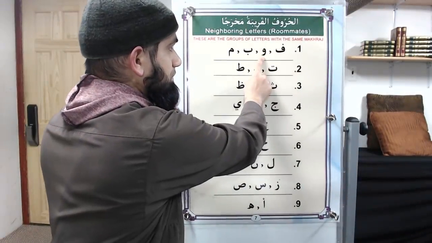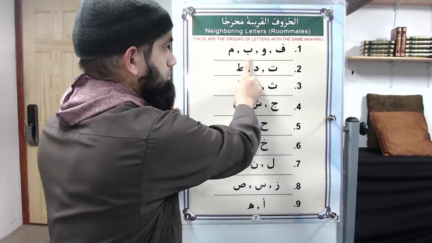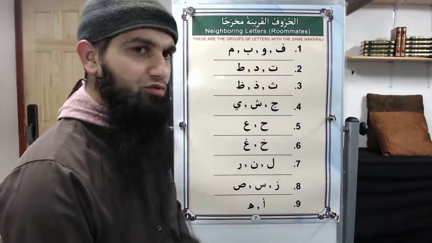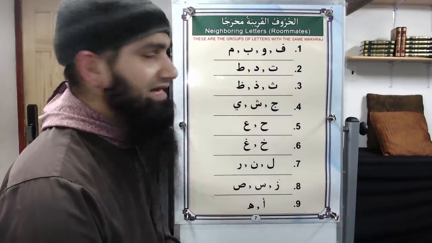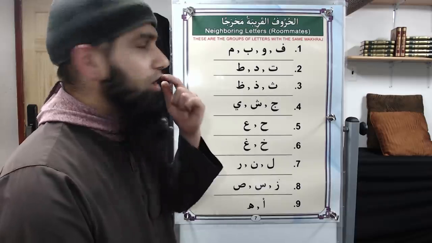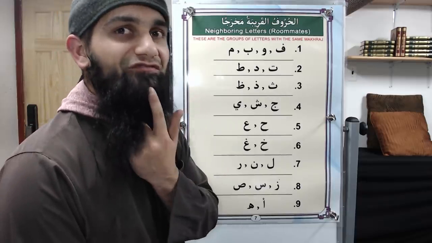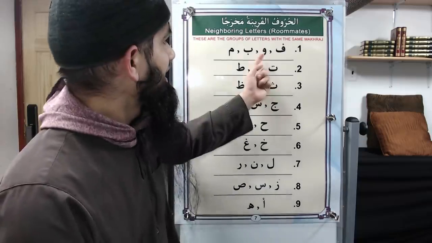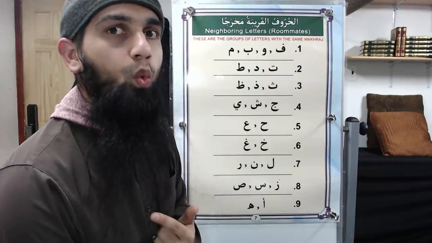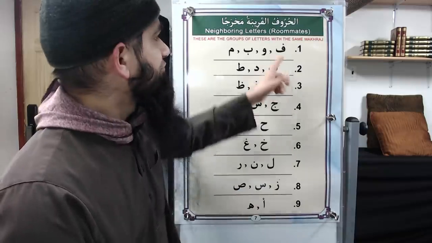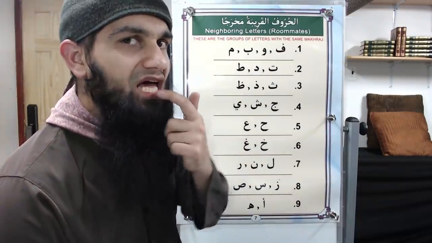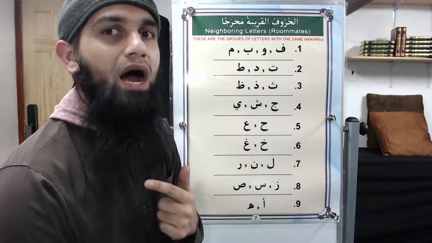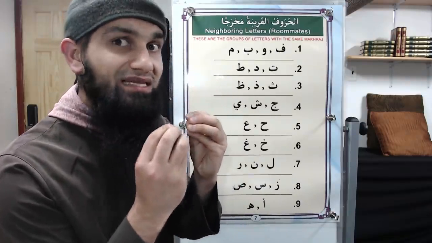Fa, Waw, Ba, Mim. Okay. What is similar between these letters? Well, their makhraj, their home, and that is they all come from the lips, right? Fa uses the teeth and the bottom lip. Fa. This one uses the lips. Wa, wow. So the fa uses the teeth and the lip. Wow, you use both lips only. So we're going to be focusing a lot on the sounds in this lesson, right?